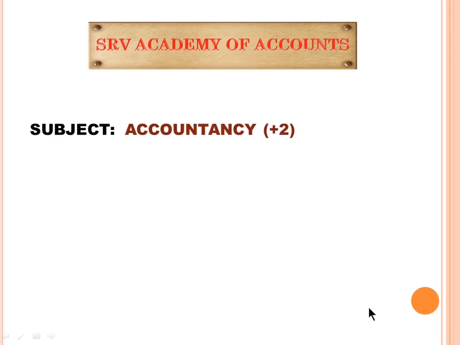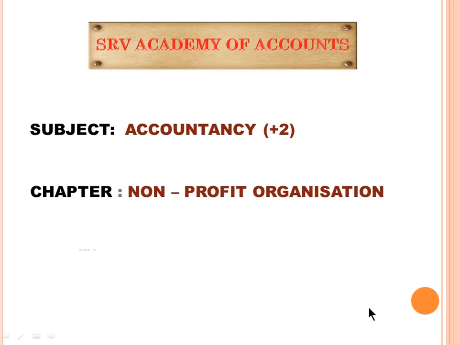Subject Accountancy. Chapter Non-Profit Organization, Class 1. Today we are going to see yet another important chapter called Non-Profit Organization. In the chapter, we are going to discuss three important aspects. Number one, simple introduction about non-profit organization. Two, receipts and payment account, proforma or format. And number three, income and expenditure account, proforma and format.